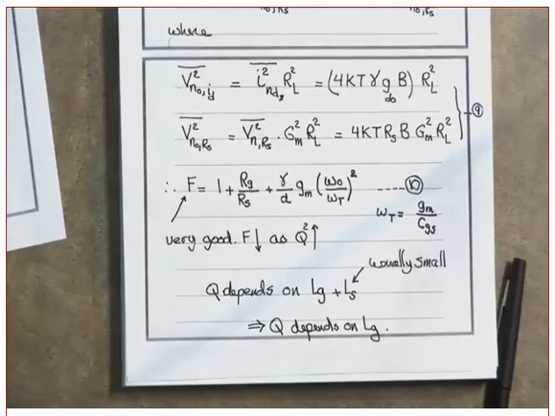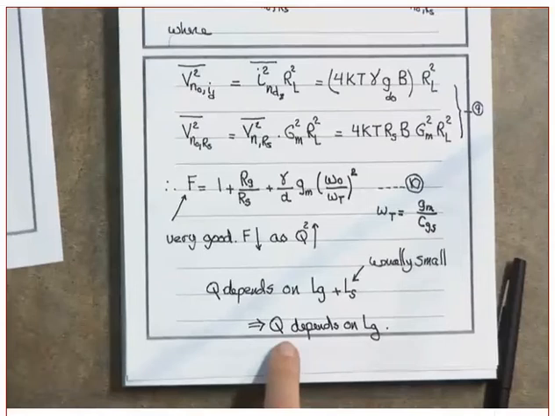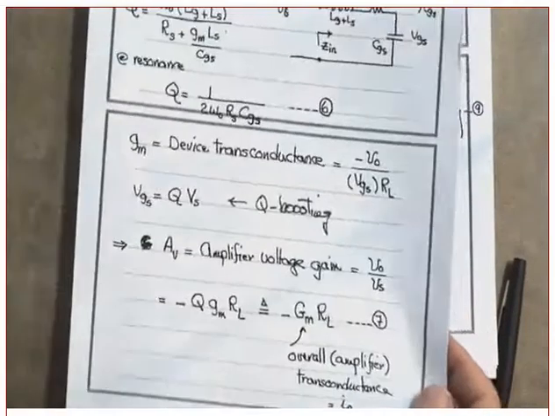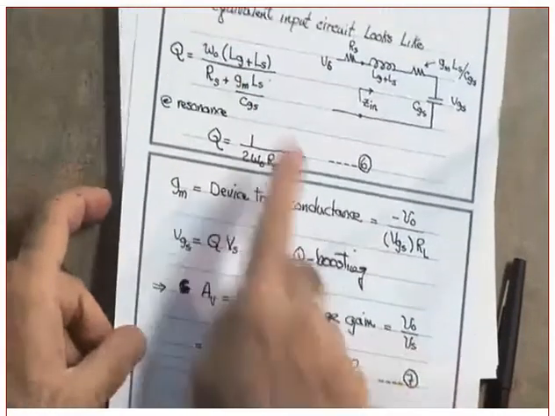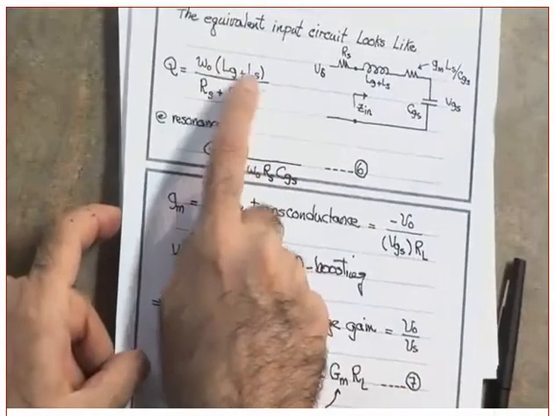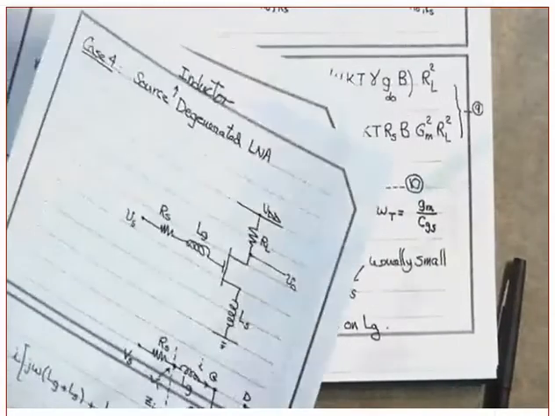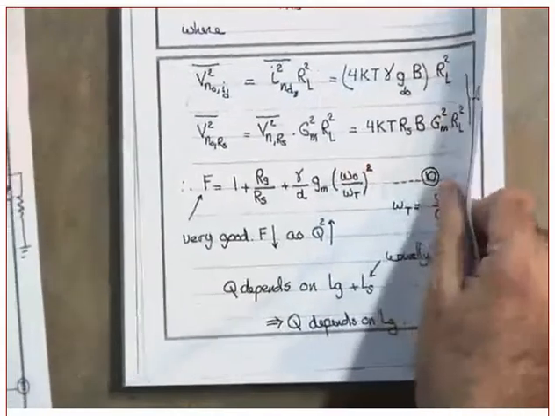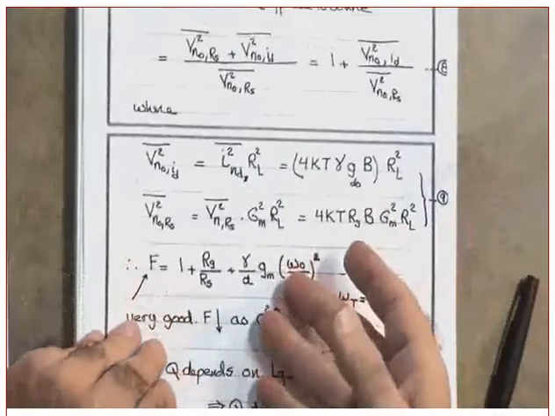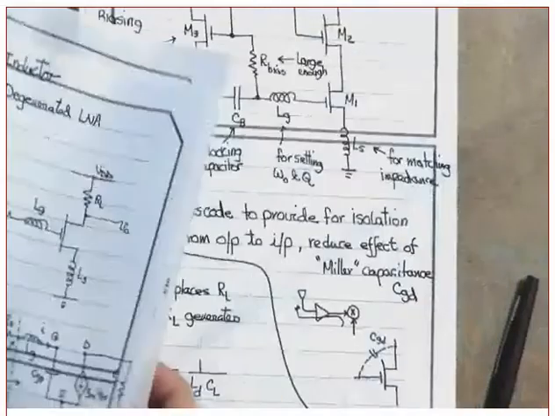Clear? Okay. The Q, by the way, you can control the value of the Q through who? Through LG. Why? Because LS is relatively small. Are you following me? So through LG, you can control the value of Q. Clear? Okay. Now, the performance is much better than the previous one.